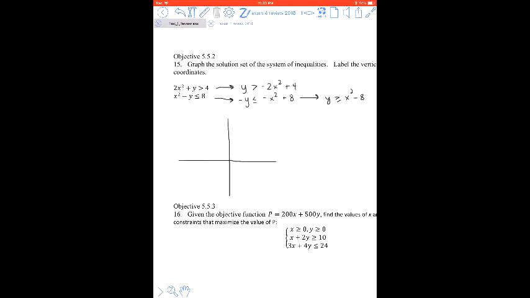Okay, these are both quadratic, meaning they're parabolas. This first one here is going to be upside down. Let's start with that one. Go up 4. That's where the vertex is going to be. And then we need a couple of other points, and since it's just greater than and not greater than or equal to, it's going to be dotted.